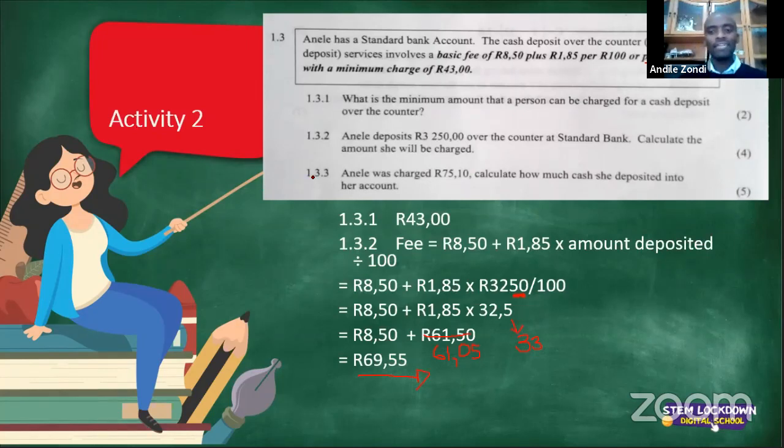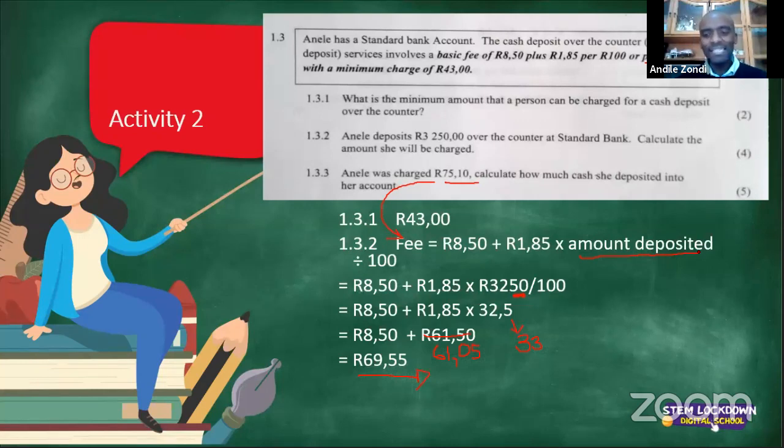Okay, now next question, 1.1.3. Anele was charged 75 rand 10 cents. Calculate how much cash she deposited into her account. This is a very, very nice question, right? In this case, you're given the fee, and they want to know the amount.